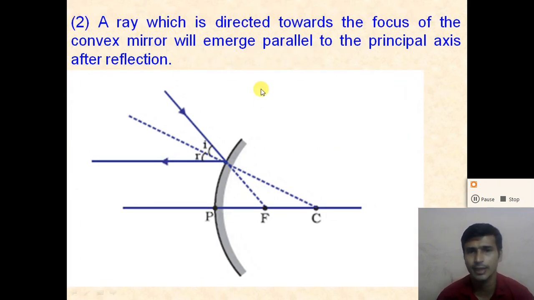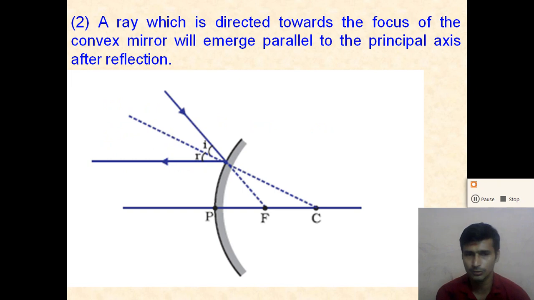Now what is the second rule? The second rule is exactly the reverse of the first rule. When the ray of light is directed towards the focus of the convex mirror, right? When the ray of light is incident directly towards the principal focus of the convex mirror, after reflection the ray of light is parallel to the principal axis, exactly the reverse of the first rule.